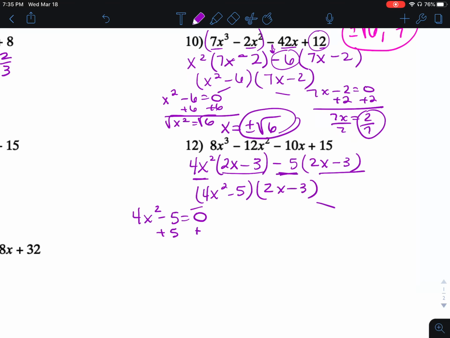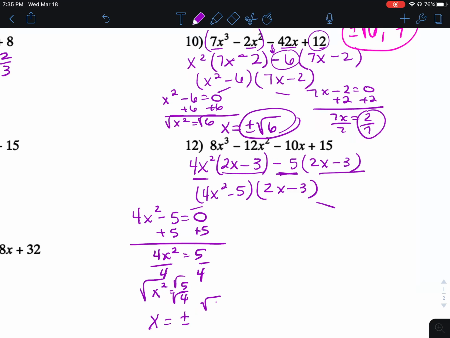So add 5 to both sides. 4x squared equals 5. Divide by 4. And you get x squared equals 5/4. To get rid of the squared, we square root. So square root the top and bottom separately. And you get x equals plus minus the square root of 5 over 2, because the square root of 4 is 2.